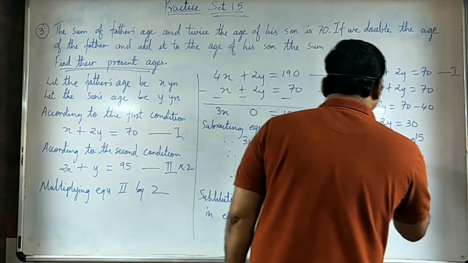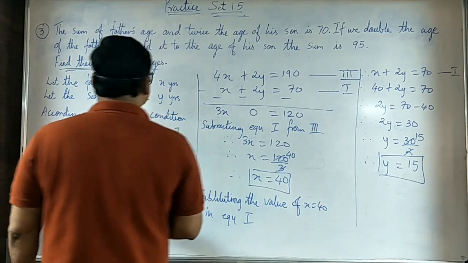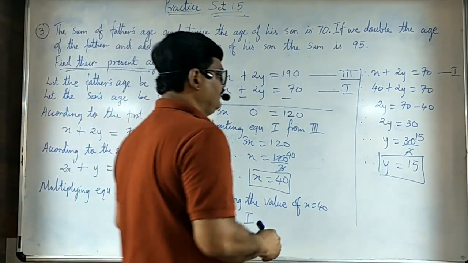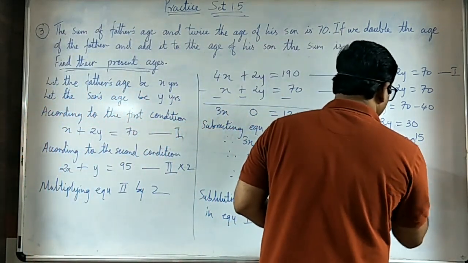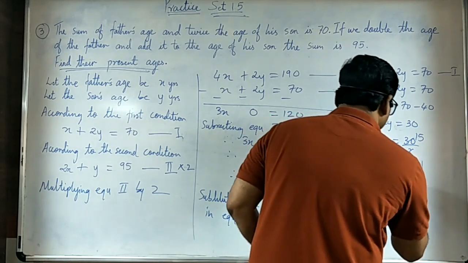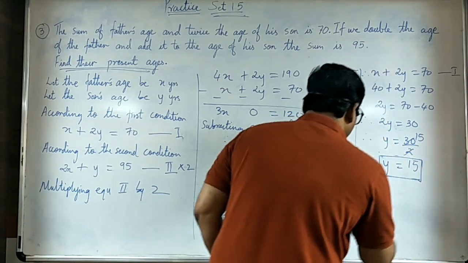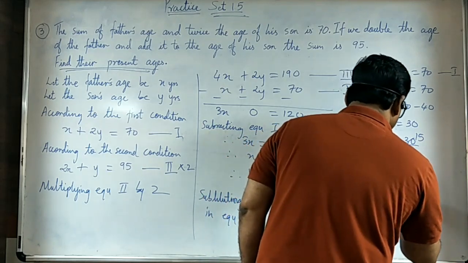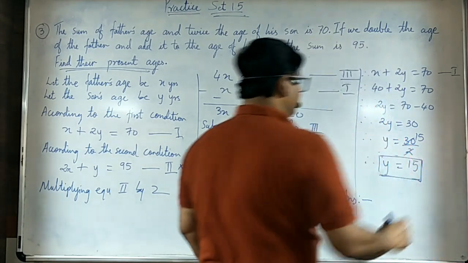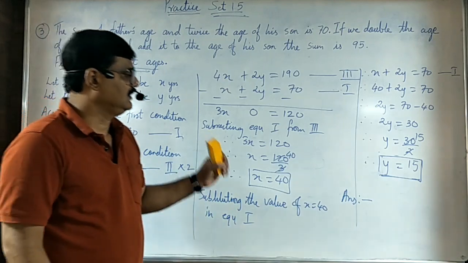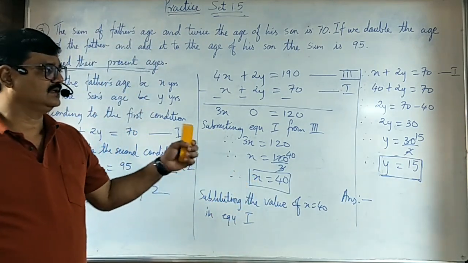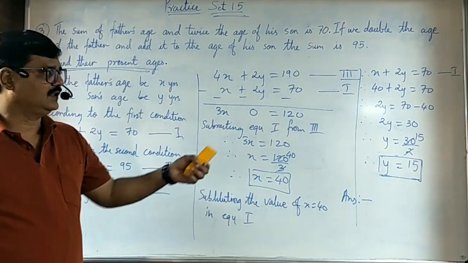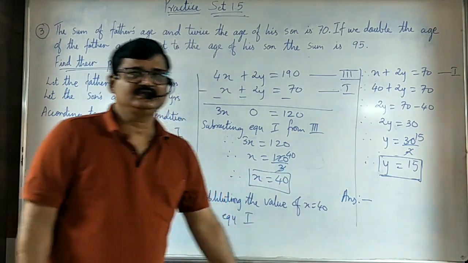That is, y means what? I got the age of the son. So you have to write down the final answer. In the final answer, you are going to write the answer over here. Therefore you complete this statement. Therefore the age of the father is 40 years and the son's age is 15 years. And this is how you can complete your sum.